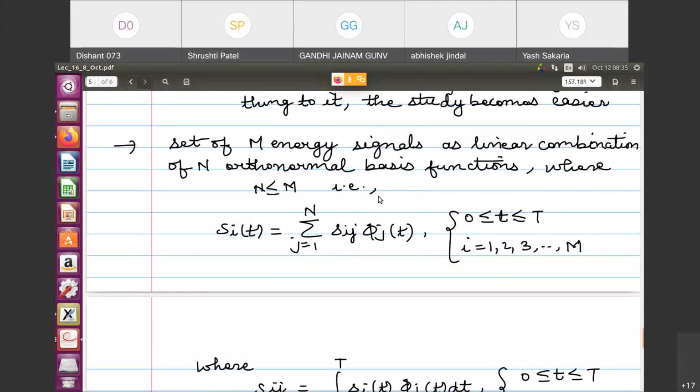this set of basis functions should generate all the elements of the vector space. Hence, this basis set should be complete. It must generate all the elements. So we have picked up some terminology from the study of vector spaces.